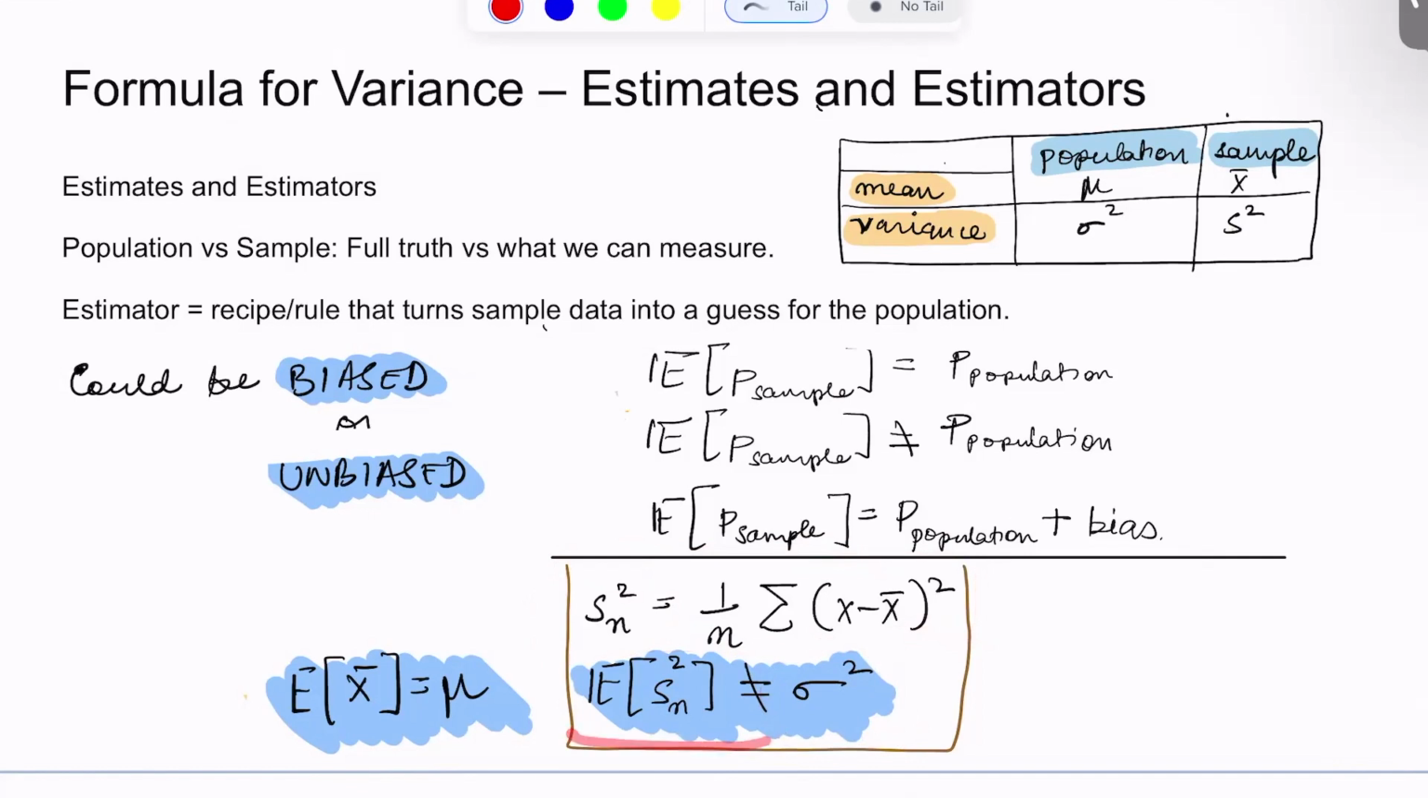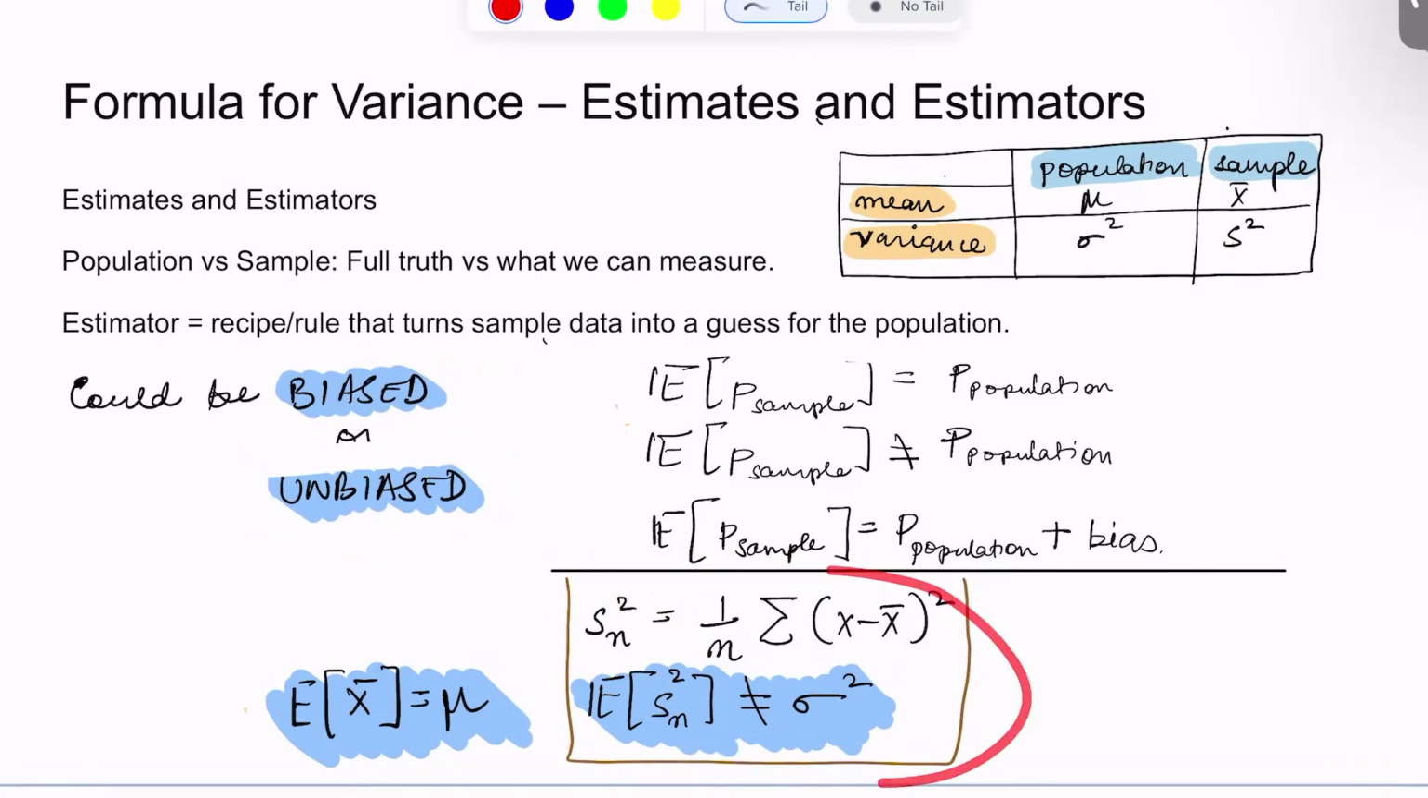And that is why, if we calculate the variance using this particular formula, as in taking the deviations from the sampled mean and dividing it by n, it is not an unbiased estimator, rather it is a biased estimator. And we'll look into why this is the case and what we can do to make this unbiased in the next video.